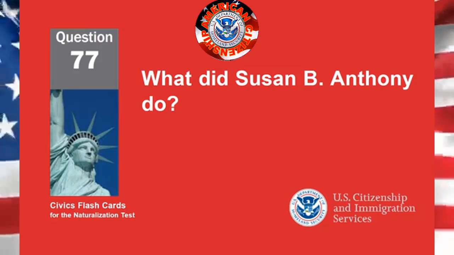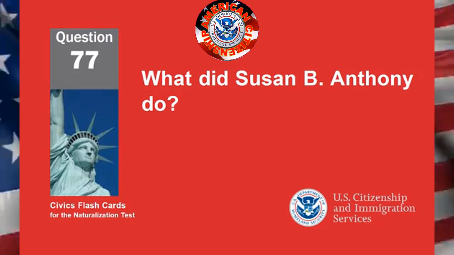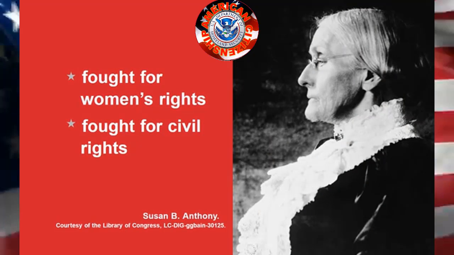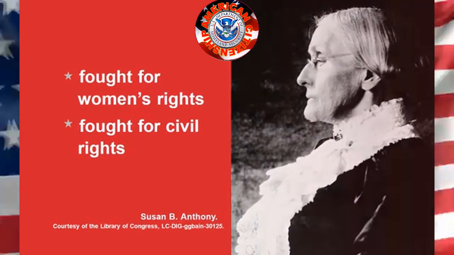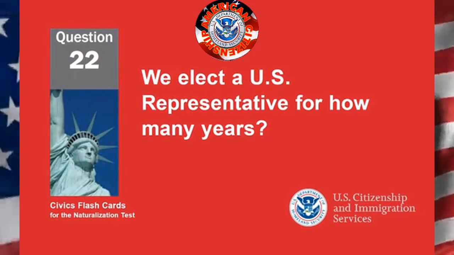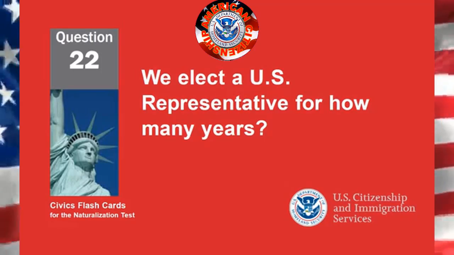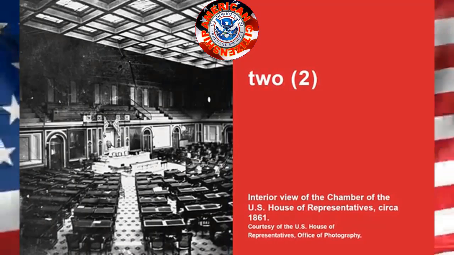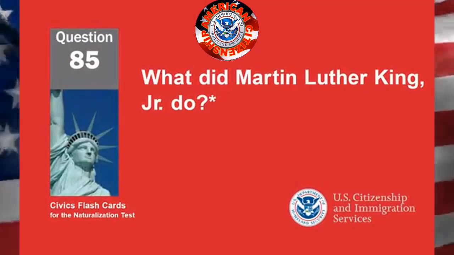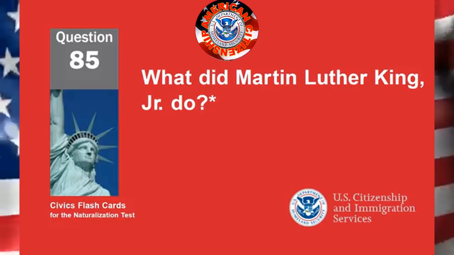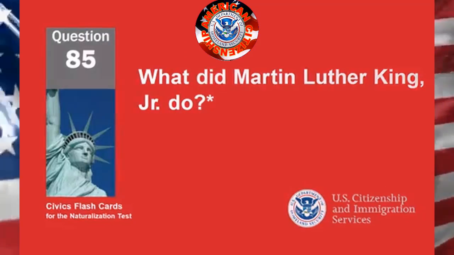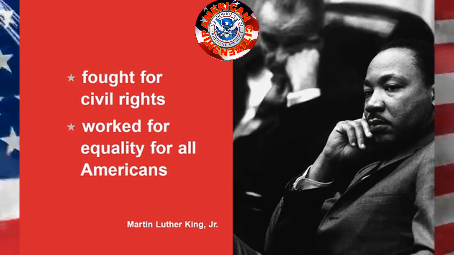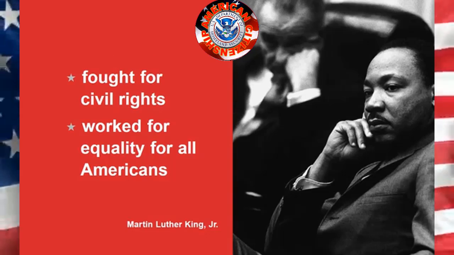What did Susan B. Anthony do? Fought for women's rights, fought for civil rights. We elect a U.S. representative for how many years? 2. What did Martin Luther King Jr. do? Fought for civil rights, worked for equality for all Americans.